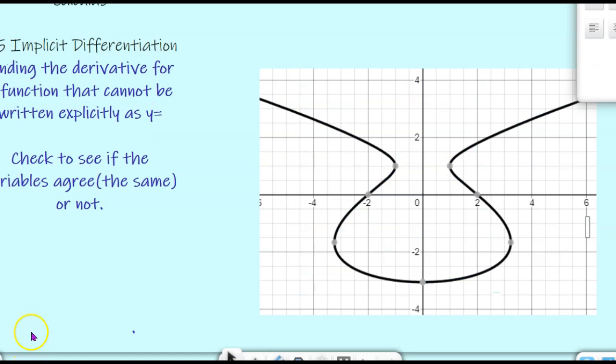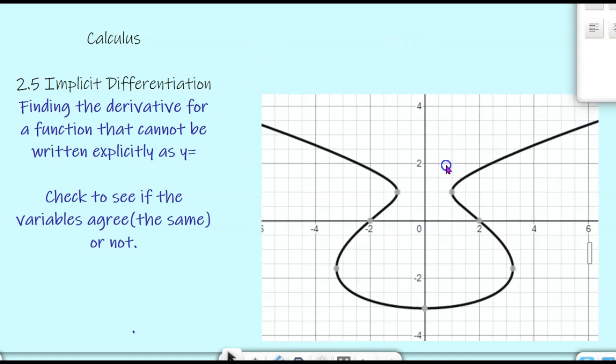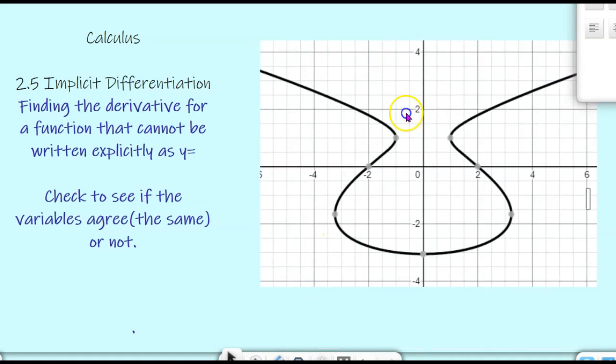This is what that function looks like. And you can see it has a vertical tangent here. It has a vertical tangent here. It has a horizontal tangent here. It has some sort of negative tangent here. And it has tangents everywhere. It has tangents all over the place. But it depends on what point, where you are on the graph.